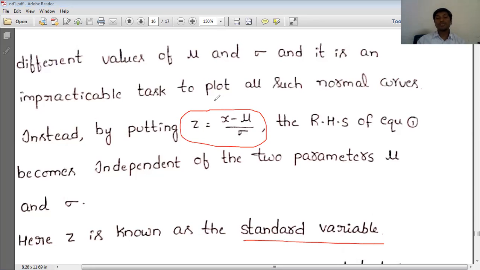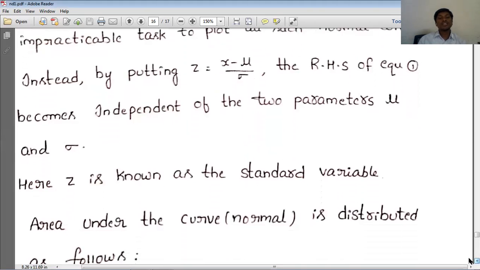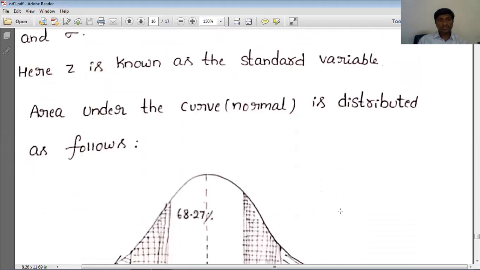So for that, simply we take z equal to x minus mu by sigma. By knowing the value of mu as well as sigma, we have to choose whether it lies between the values, or is more than that, or less than that, and based on that we calculate it. Directly it is a risky process, a time-taking process. For avoiding that, we use this change of scale, z equal to x minus mu by sigma. Here z is known as the standard variable, and the area under the curve is distributed as follows.